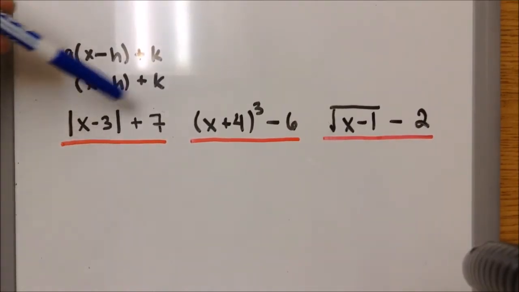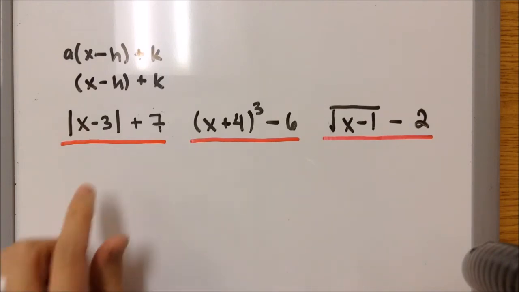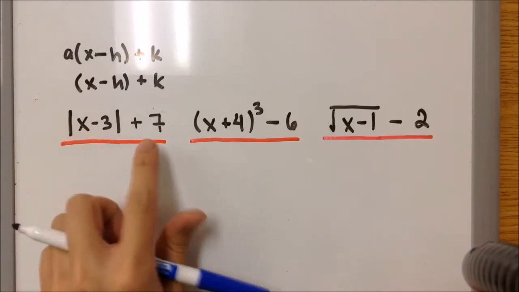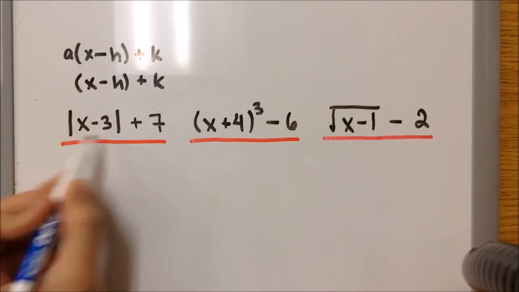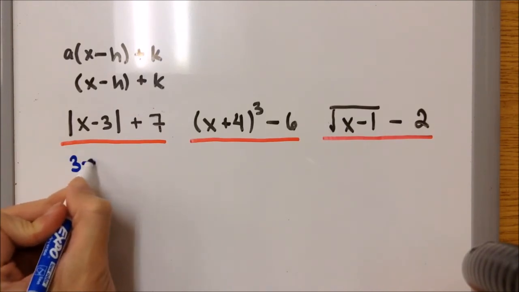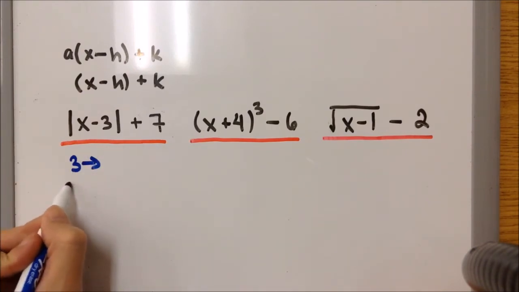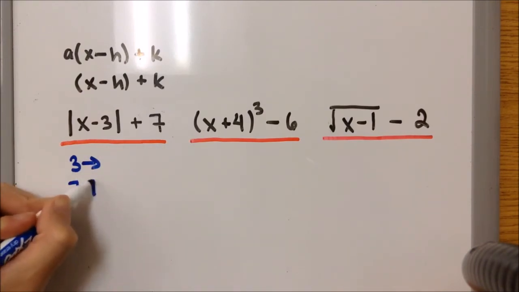So we have 3 transformed equations. What we're going to do for each of them is look at the function and then write out the transformation. In this part, our first example is the absolute value of x minus 3, plus 7. Since it's minus 3, that means it's going to move 3 units to the right, and since it's plus 7, it's going to be 7 units up.